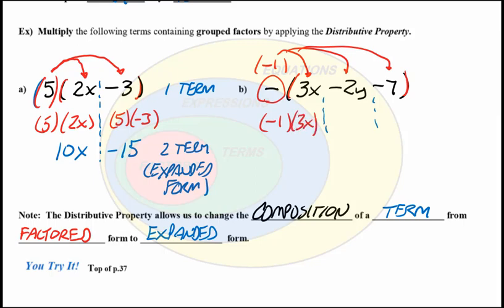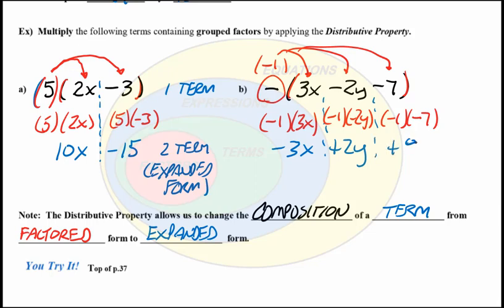So this would be a negative 3x term. Then I need to distribute negative 1 to negative 2y. So that would be negative 1 times negative 2y, which is a positive 2y. And then finally, the last term, I need to distribute the negative 1 to the negative 7. And that would give me a positive 8, or excuse me, positive 7.